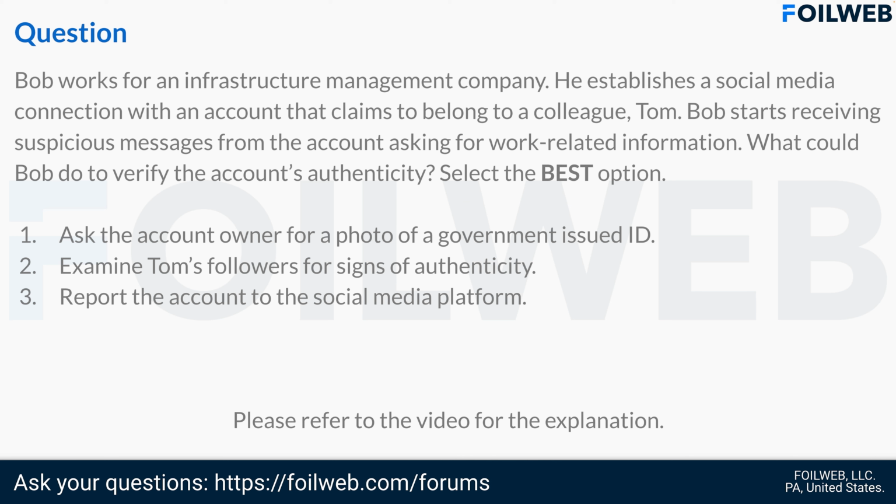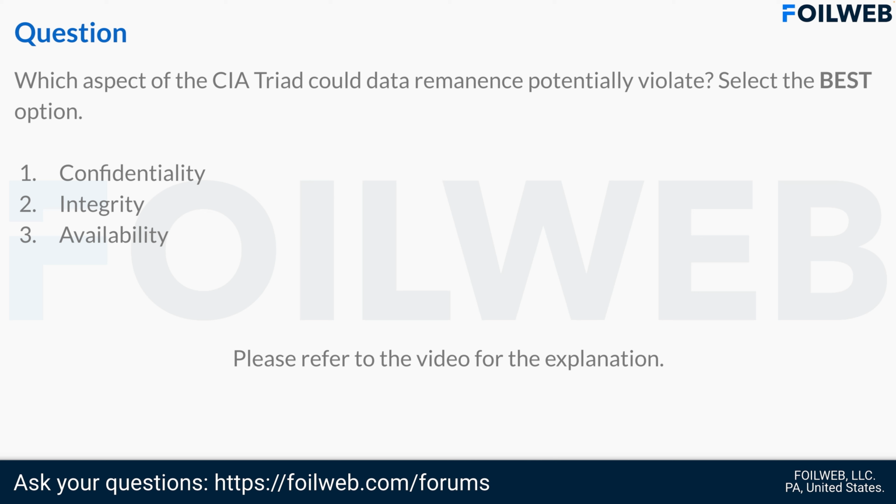option number 1. Now, if we look at the question carefully, Bob wants to verify the account's authenticity. Reporting the account may not help Bob to verify the account's authenticity. With that being said, let's look at option number 2. Examining Tom's followers could potentially help Bob get an idea of the account's authenticity. So out of the 3 options here, option number 2 is the best answer choice for the question. Okay, it's time for the next question.